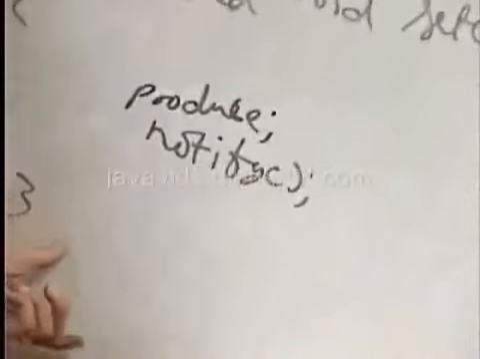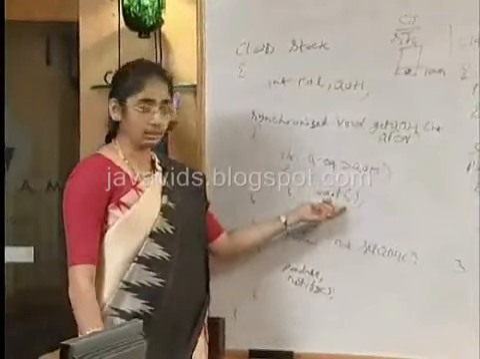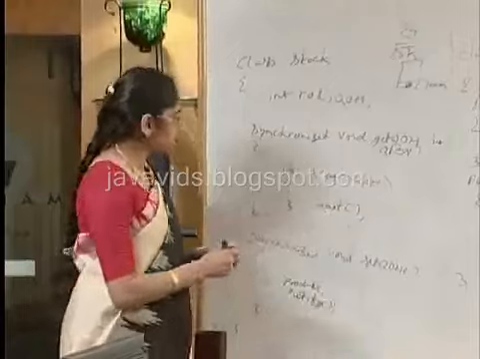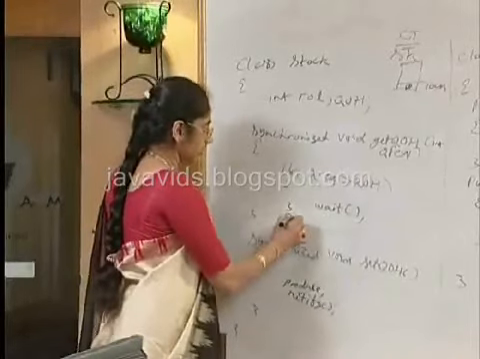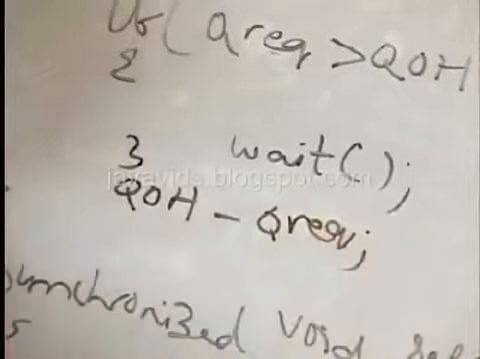Once it releases the lock and comes out, now this consumer thread which was in a waiting pool, which has been brought back into a running state via notify, gets the lock again to get the quantity on hand. So quantity on hand minus quantity required.